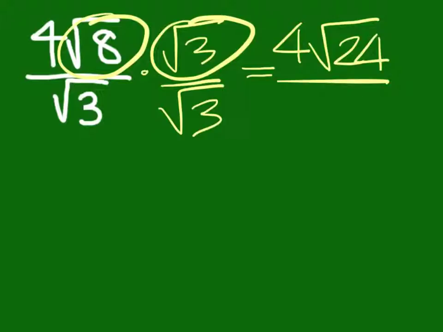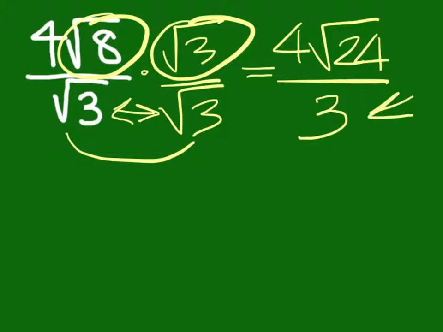And then on the bottom, the square root of 3 times itself is simply 3. The square root sign disappears because this times this is the square root of 9. And the square root of 9 is 3. Now once you get to this point, you need to check this right here and make sure that it can't be reduced. But in this case, it can.